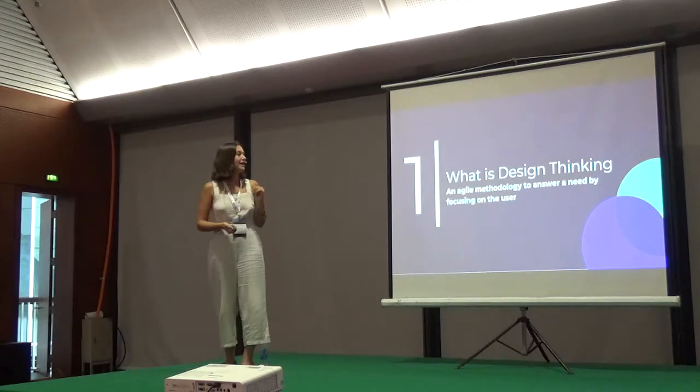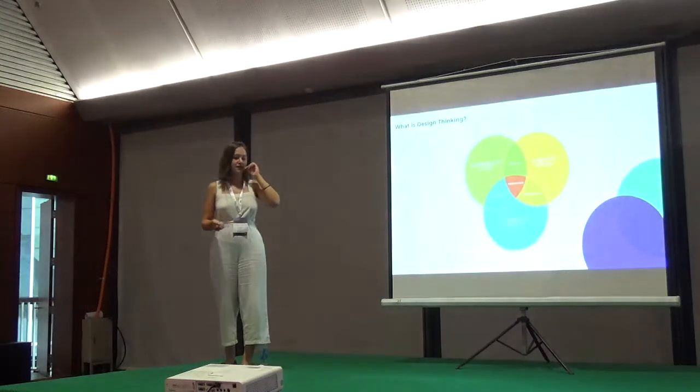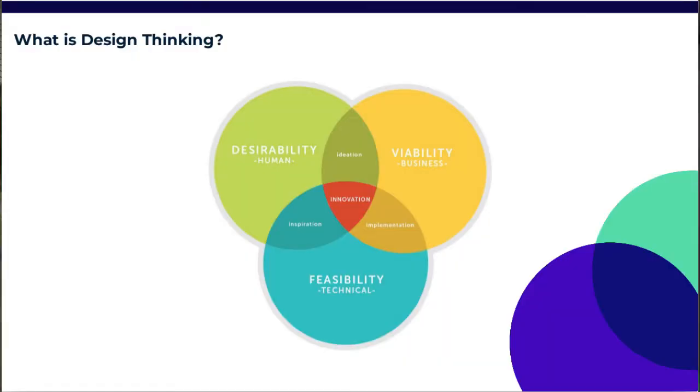Really good. So actually design thinking is, for the first part, a mix of 3 different important things. First of all, desirability. It focuses a lot on what people actually want. And viability is about everything related to business. So is the project viable, are people actually willing to pay for something? And feasibility is about, is it actually technically possible?